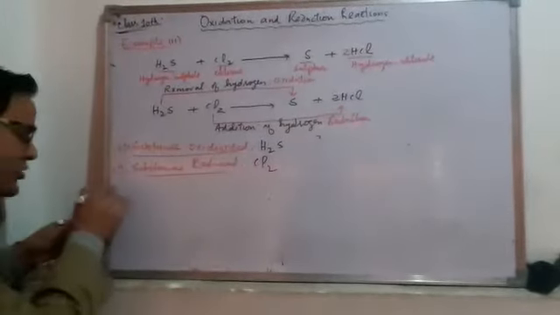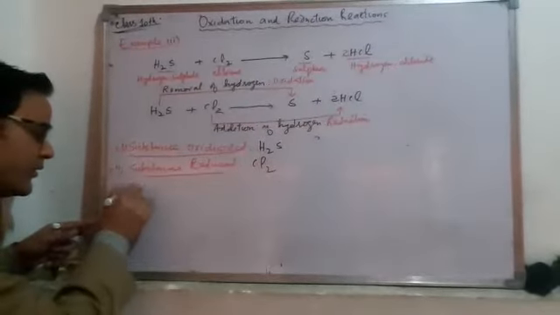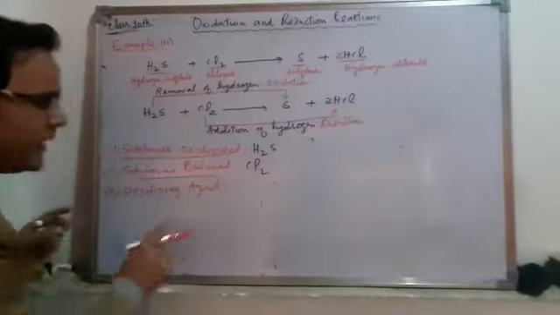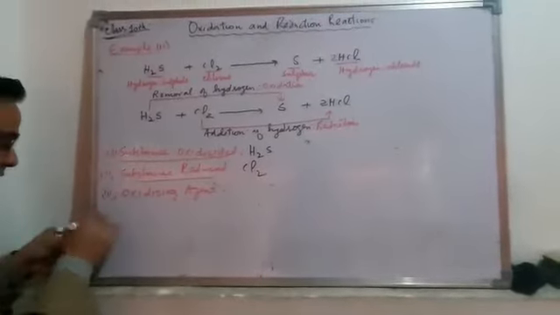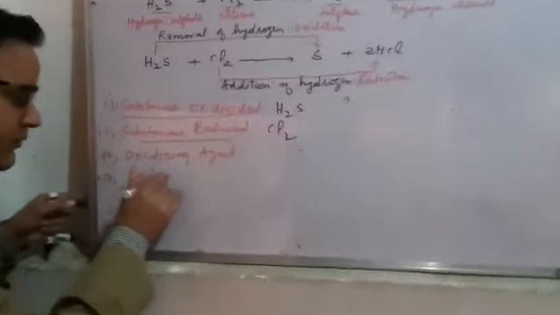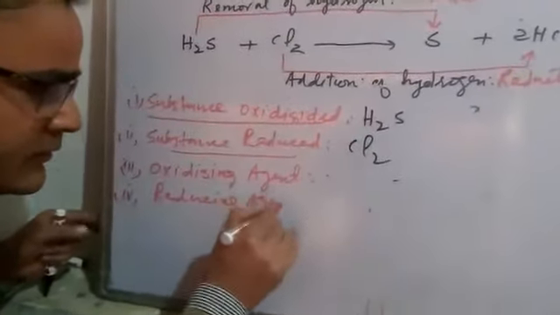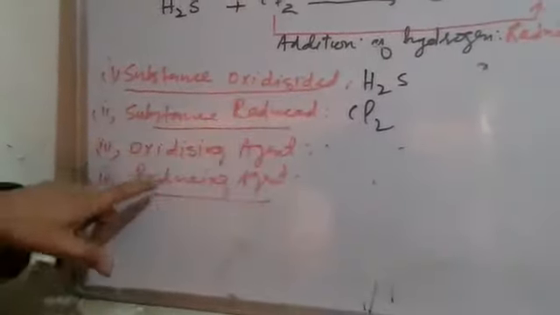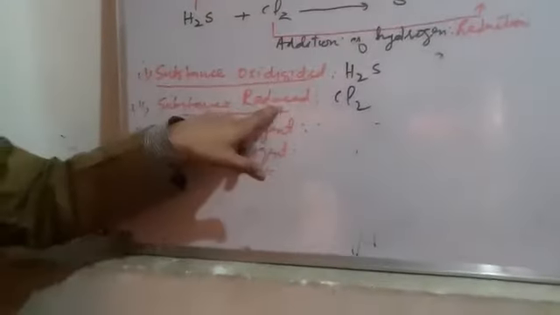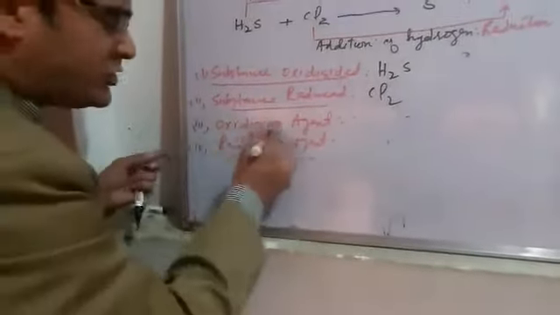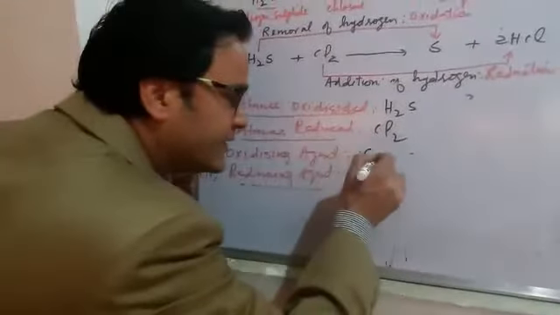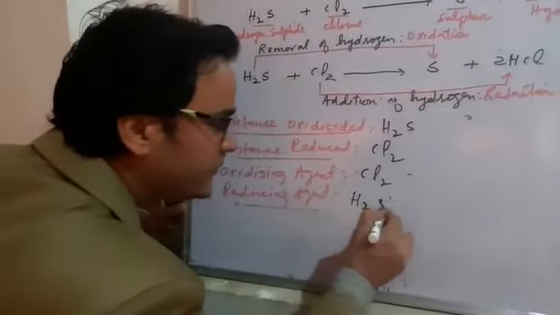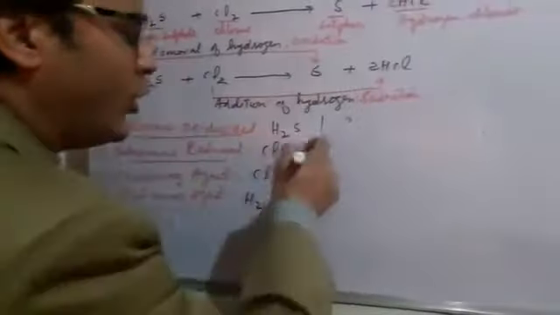Okay, now oxidizing agent and reducing agent. And simply I told you the substance which is oxidized is the reducing agent and the substance which is reduced is the oxidizing agent. So here the oxidizing agent is the substance reduced, that is Cl2, and the reducing agent is the substance oxidized, that is H2S.